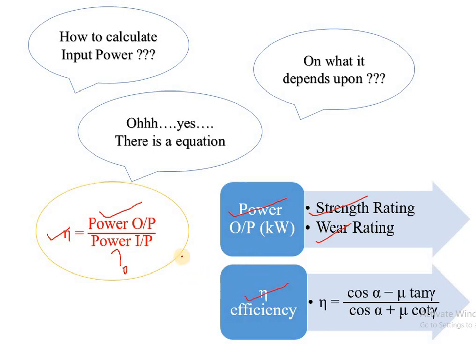Now there are two formulas for efficiency. This is one formula and this one is the second formula. Efficiency equals cos alpha minus mu tan gamma, upon cos alpha plus mu cot gamma. Alpha is your pressure angle, mu is the coefficient of friction and gamma is the lead angle. So by calculating these two, you can easily calculate your input power by using this equation.